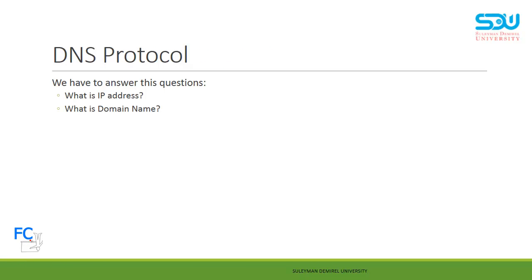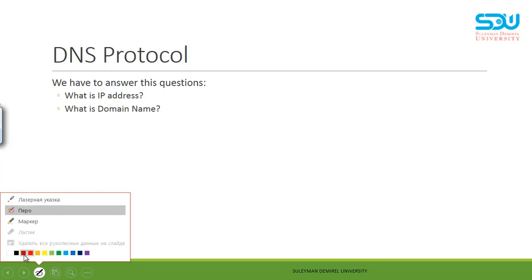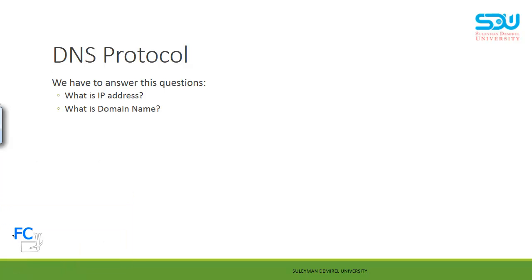The DNS server, the Domain Name System protocol, works with domain names and IP addresses. We have to answer these questions first: what is the IP address and what is the domain name? To describe it well, we have to take a look at an example of communication.